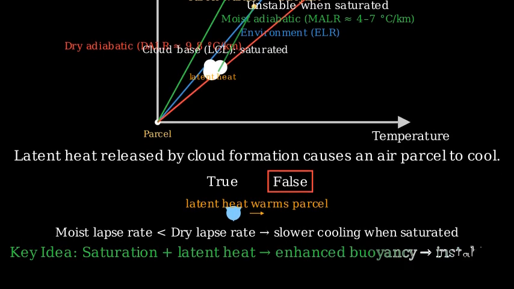Summary. A conditionally unstable atmosphere becomes unstable when rising air becomes saturated. Condensation releases latent heat, so saturated parcels cool more slowly and can become warmer than the environment, accelerating upward. Latent heat release warms the parcel, so the statement that it causes cooling is false.